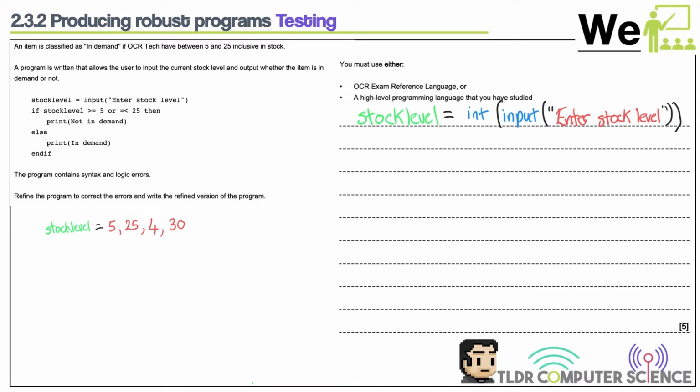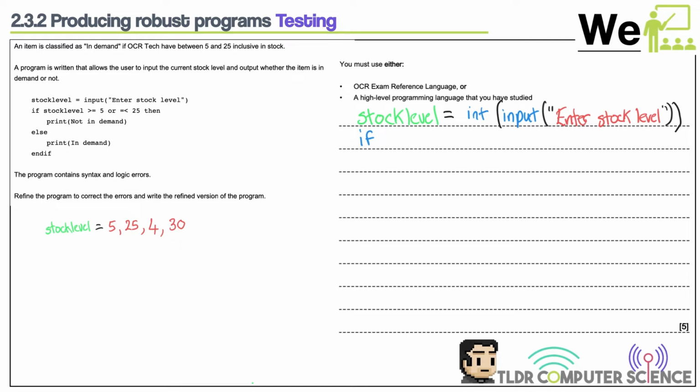I'll then write an if, like it's done in the problem. Now, this is the problem here that we'll need to fix. So we're saying that it's greater than or equal to 5 or less than or equal to 25 is not in demand. Well, truthfully, that's never going to work. There's two ways of doing this. You either can describe what you don't want. So I could say if stock level is less than 5 or greater than 25, not in demand, so that would work. Or you can define what you do want, in which case stock level greater than or equal to 5 and less than or equal to 25 is in demand.